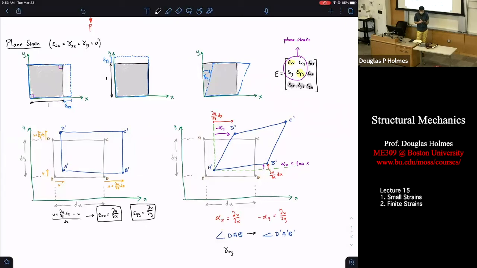It's denoted by gamma xy, and it's equal to the difference between alpha x and alpha y, which is equal to the partial derivative of u with respect to y plus the partial derivative of v with respect to x. And that plus sign appears because of this negative alpha here, which was due to the fact that this was a clockwise rotation. This is a counterclockwise rotation.